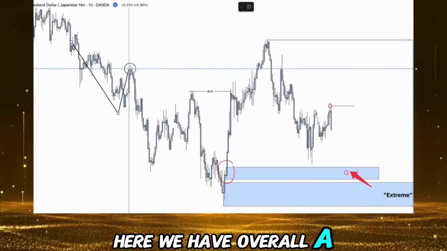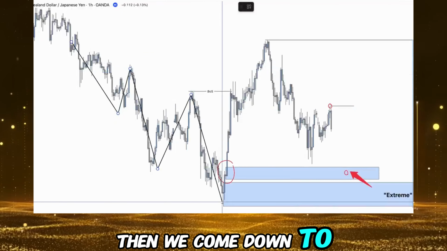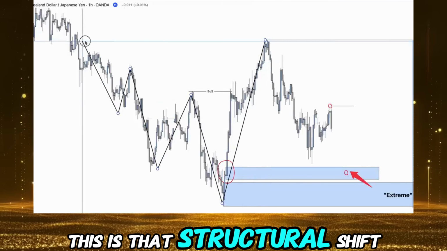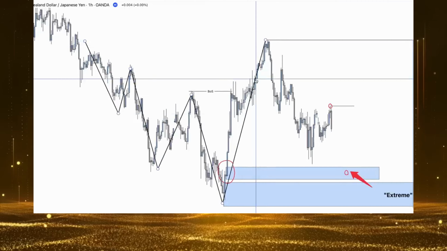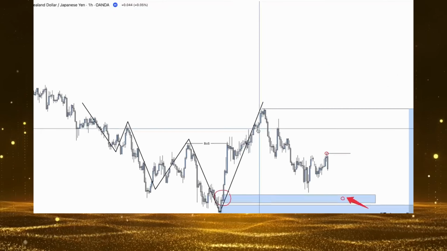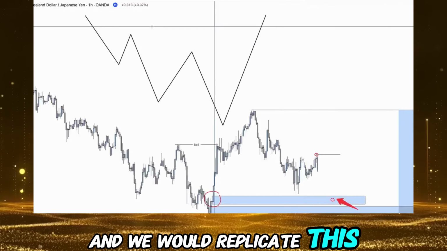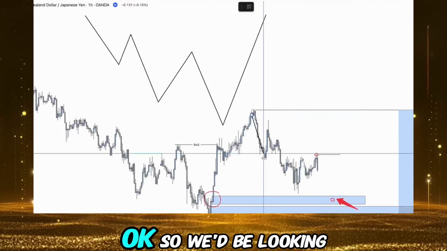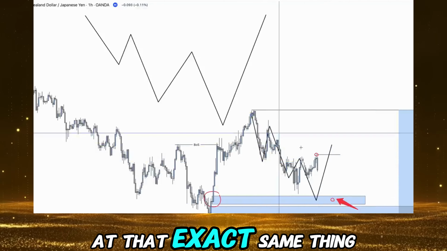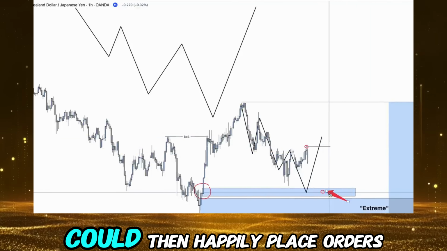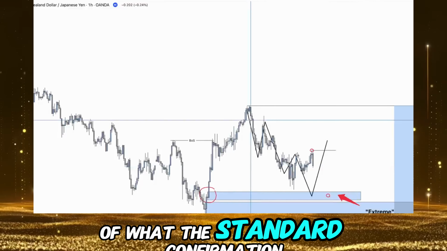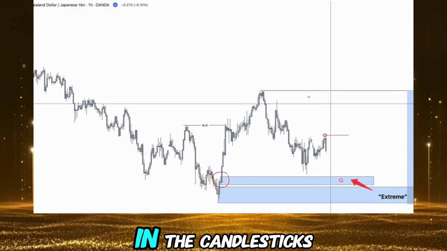Here we have overall a downtrending market. Then we come down to this low and we got a push up to here. This is that structural shift that we would want to see. So basically we would take this pattern that we've got right here and we would replicate this on a smaller time frame, okay? So we'd be looking at that exact same thing again. If we got that, we could then happily place orders, all right? So that's a visualization of what the standard confirmation looks like in the candlesticks.